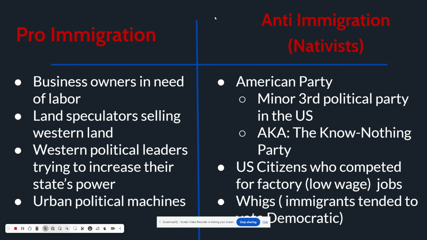Generally, those who were in favor of anti-immigration or nativists were US citizens who competed with factory jobs, which were often low wage, and also the Whigs, which are going to be a new political party that forms in the second party system, which we'll talk about later on in this unit.